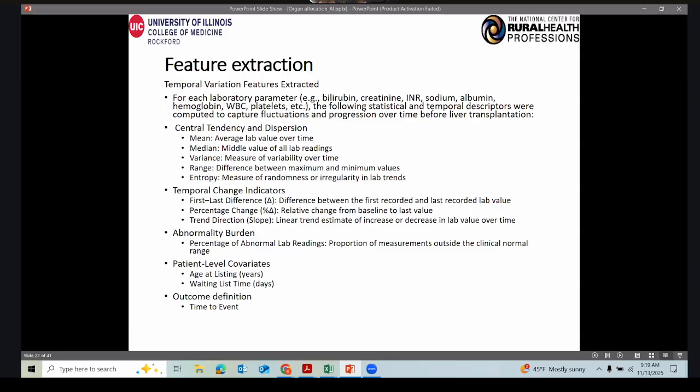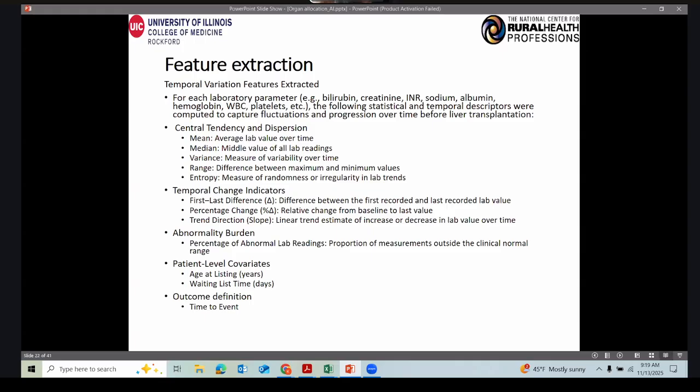Then we also added a measure of abnormality burden. This is the percentage of lab values that were outside of the normal clinical range. For example, if 60% of a patient's sodium readings were abnormal, that tells us their condition was persistently unstable. This gives a good idea of disease burden and overall stress before transplantation. In addition to lab-derived features, we also included patient-level covariates like age at listing and waiting list time.